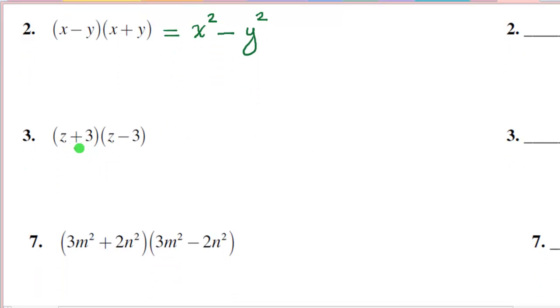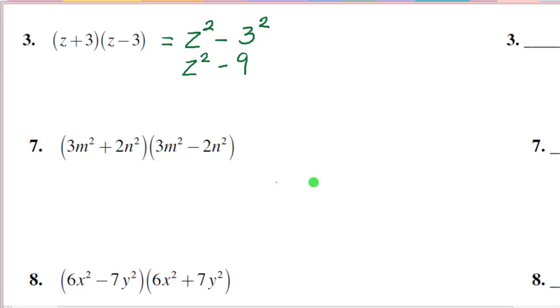This time we have z plus 3 times z minus 3. Again, we have the difference of two squares, so we know that we're going to get z squared minus 3 squared. And 3 squared is 9, so z squared minus 9.